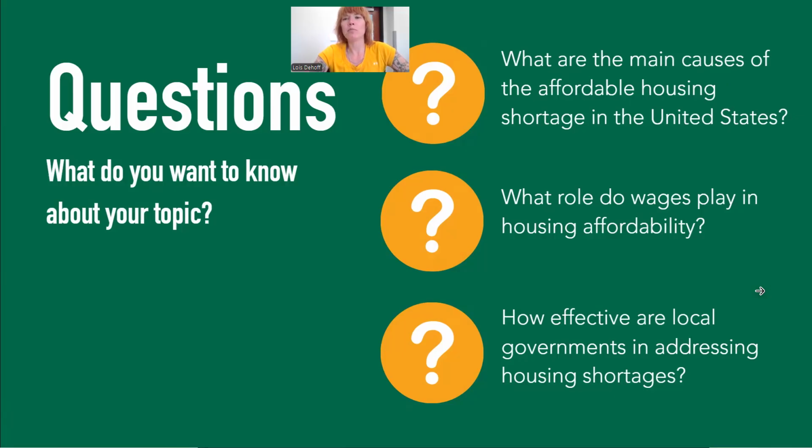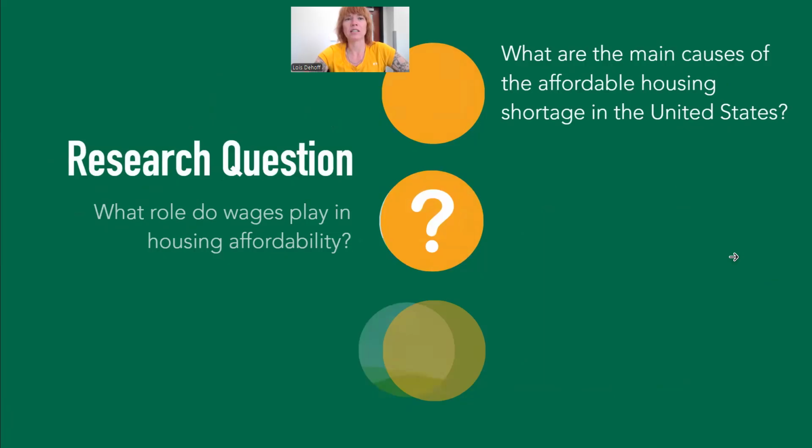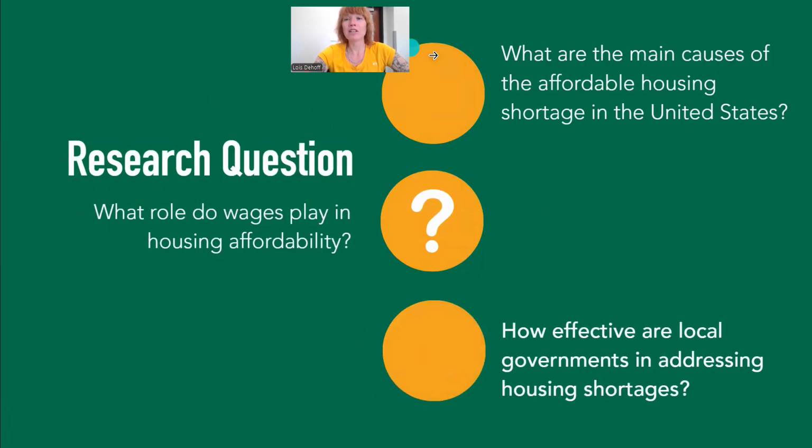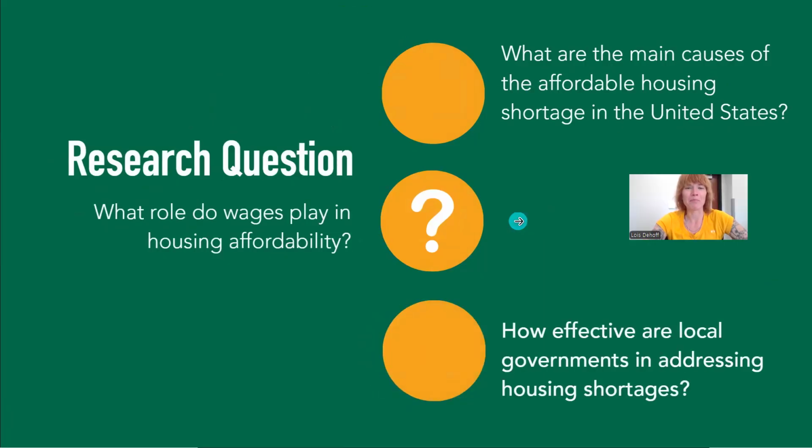And the reason why it's important to have these questions is because eventually we're going to choose one of them, because this is another thing that you have to narrow down. It's not just finding your topic, but it's also saying, what do I want to know about my topic so I can write my paper about it? So if my question was, what role do wages play in housing affordability?